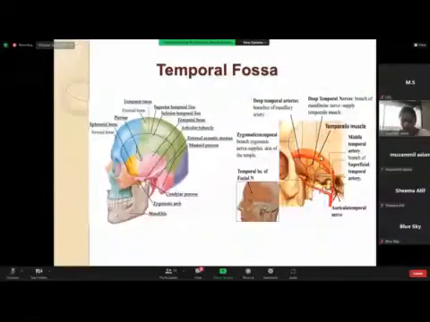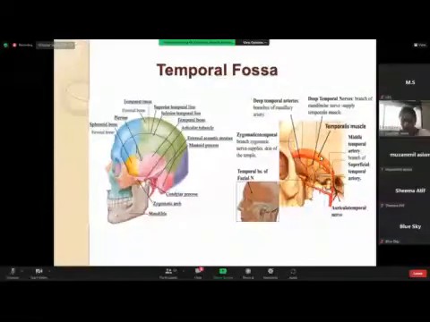And we have the lateral pterygoid muscles, which are present in this region. And also, this is the external carotid artery, and the external carotid artery gives off the maxillary artery. So the part of the maxillary artery, along with all its divisions, is also present in this infratemporal fossa.